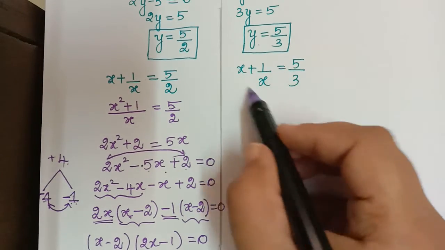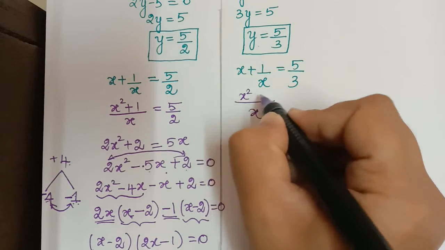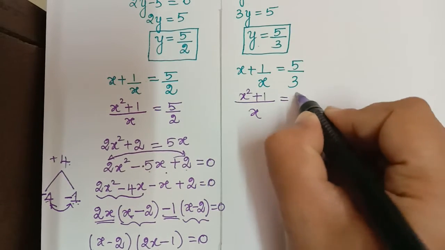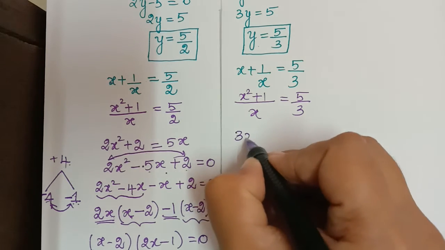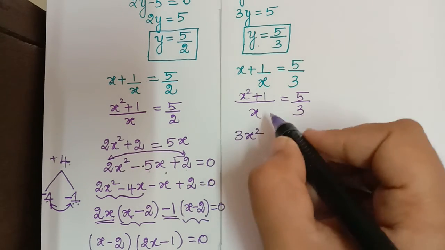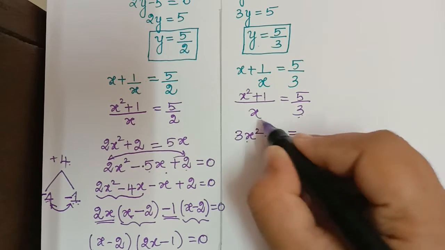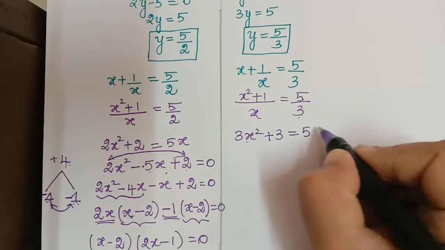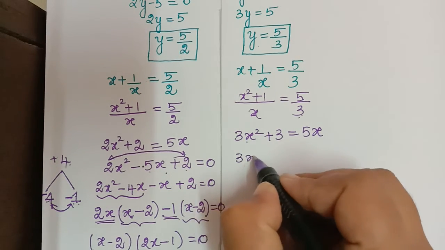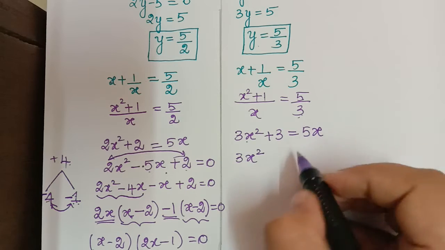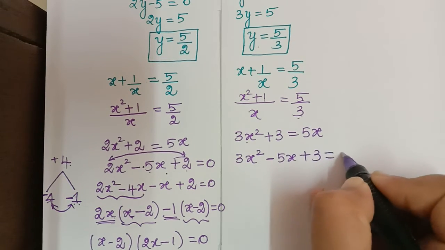In a similar manner, using this, when we take the LCM over here, we get x squared plus 1 to be equal to 5 by 3. Now again cross multiplying this, we get 3x squared plus 3 is equal to, this x gets multiplied with 5 and we get 5x. Now taking this term to the left hand side, when it comes to the left, it becomes negative. So we get 3x squared minus 5x plus 3 is equal to 0.